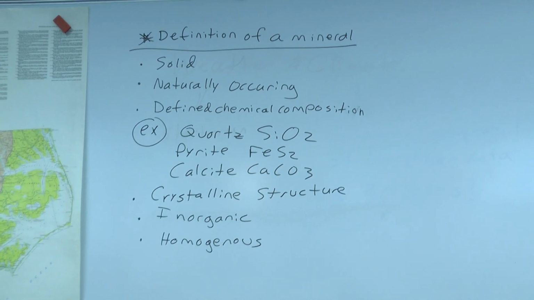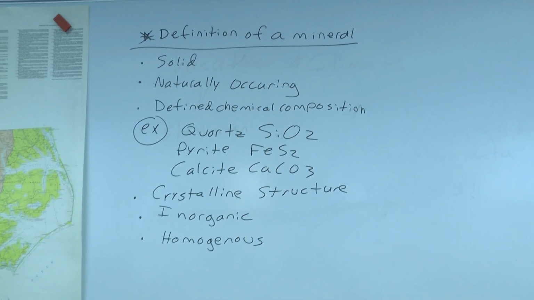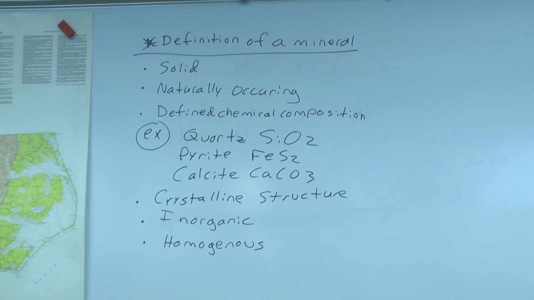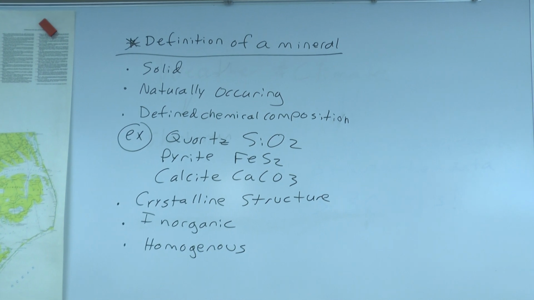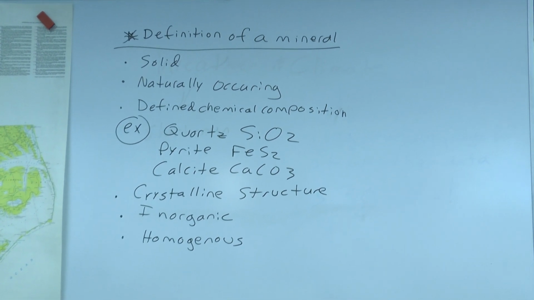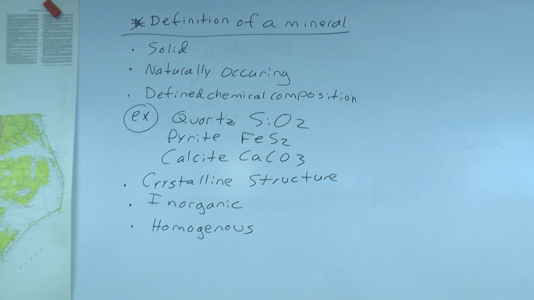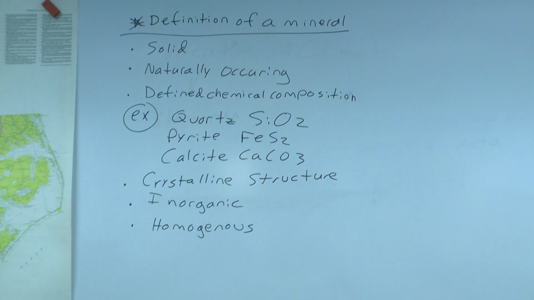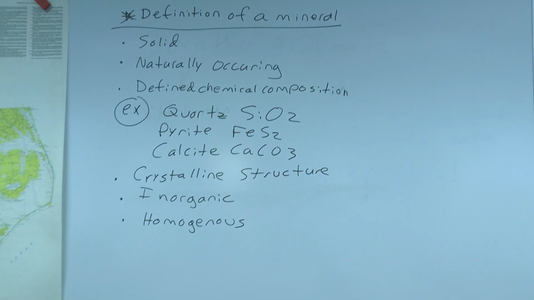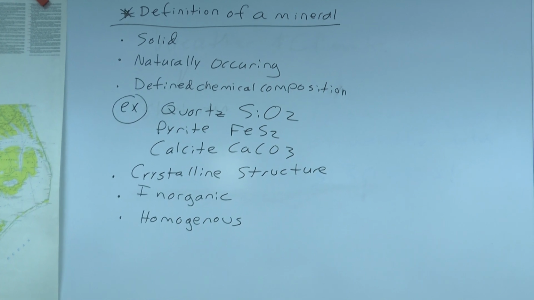Minerals must also have a defined chemical composition. I have 3 examples up here, and these are, as far as I can remember, the only mineral formulas I'm going to ask you to know for your first exam. Quartz, which is one of the 2 dominant minerals in the continental crust. We talked about quartz in class, used for making glass. Quartz is SiO2, silica and oxygen.